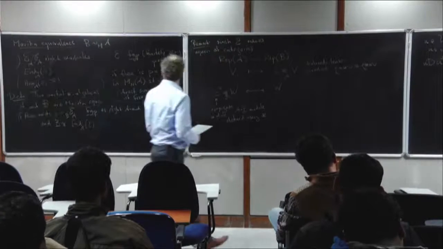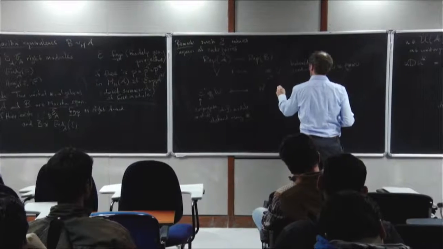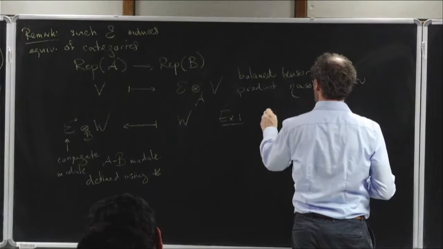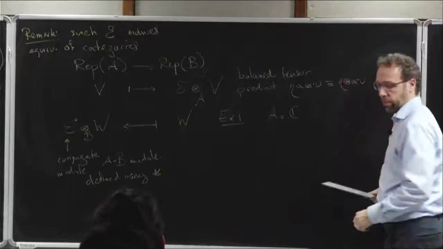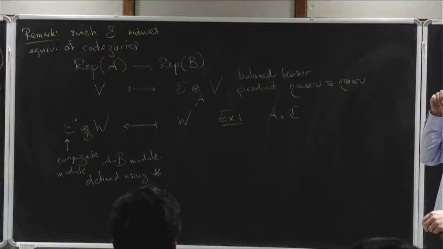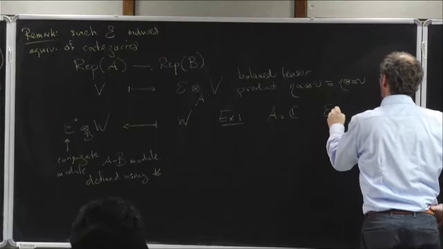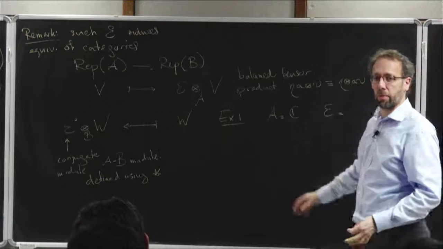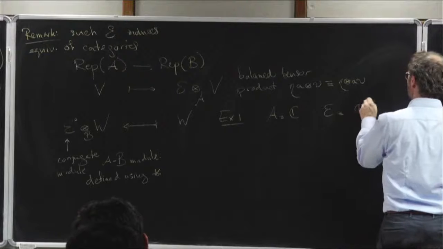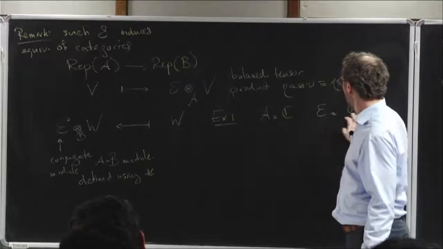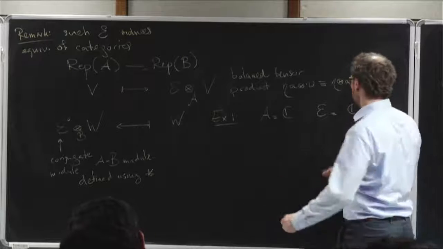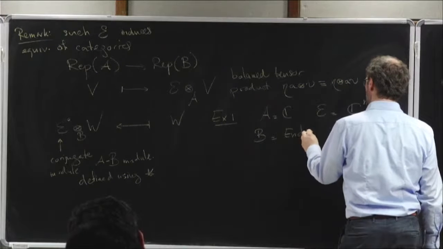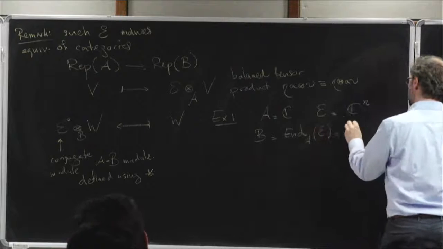Some examples, it's always good. So the basic example would be, you take A to be C, and then you take the module E. This should be a finitely generated projective module over the complex numbers. This is just a vector space, so this is C^n. Then the endomorphisms of C^n to itself, which are C-linear, these are just matrices. So the Morita equivalent algebra, B, is, in this case, just M_n(C).